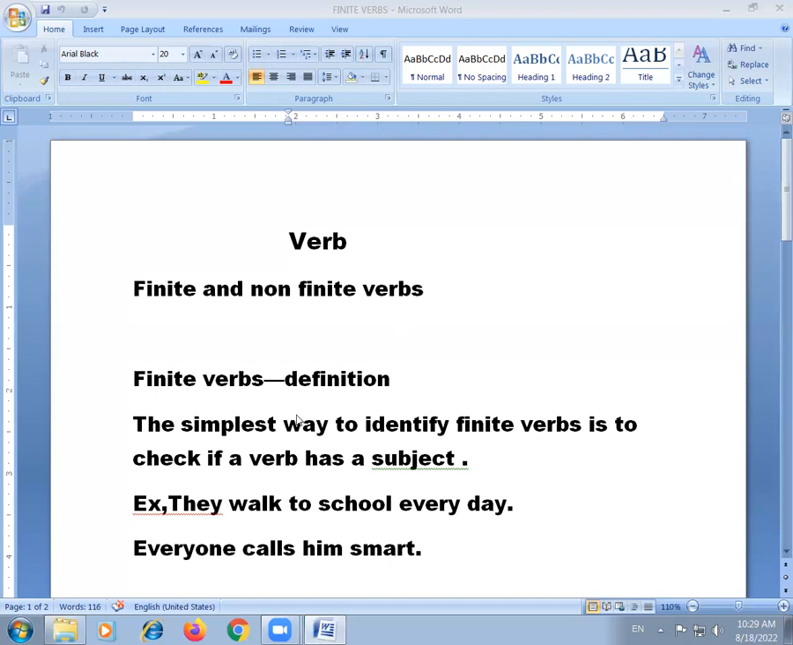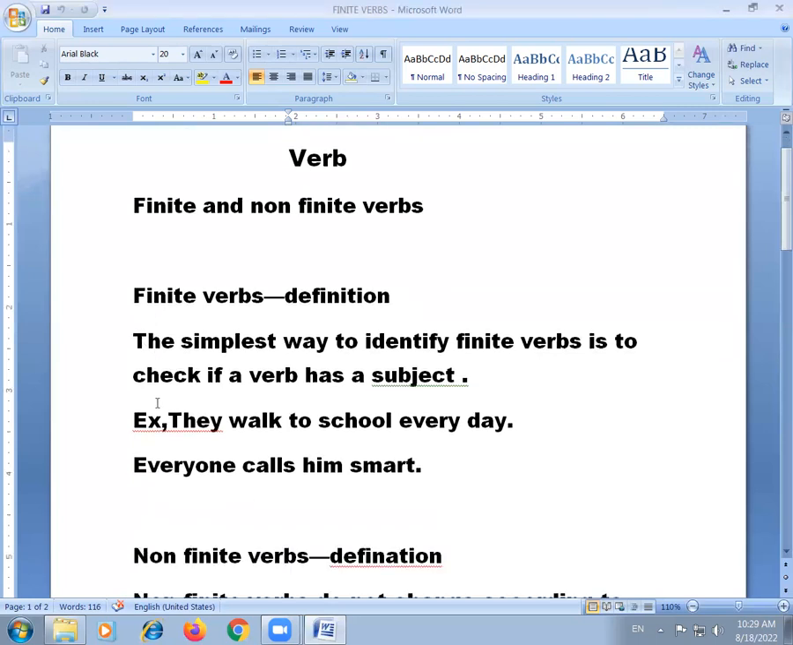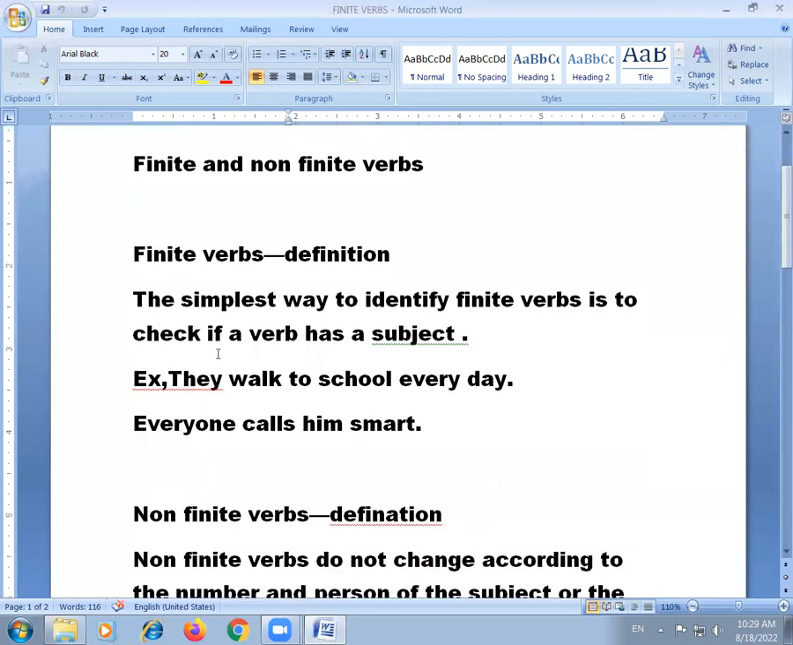First of all, I will give the definition of finite verbs. The simplest way to identify finite verbs is to check if a verb has a subject and if it changes tense. A sentence remains incomplete unless it has a finite verb. The primary verb of a sentence is always finite.